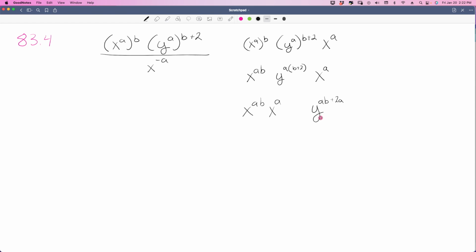I can't do anything else with him because there are no denominators. It just is that way. That's the answer. But I can put these together, and there's only one way to do that. So that would be X to the AB plus A, and then my Y is already finished, Y to the AB plus 2A. That's all I can do. That is the answer.